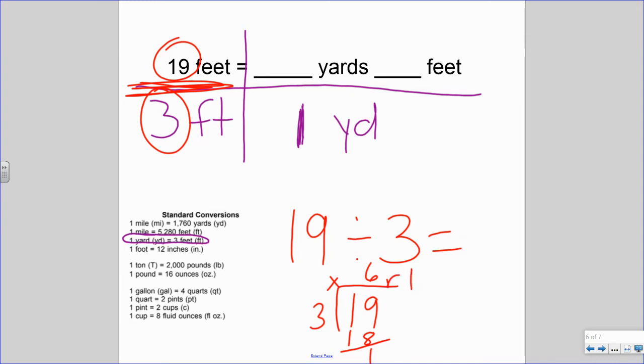So, excuse me, the answer is not 6 remainder 1. The answer is, I can make 6 whole yards, and then I have 1 foot left over that doesn't fit.